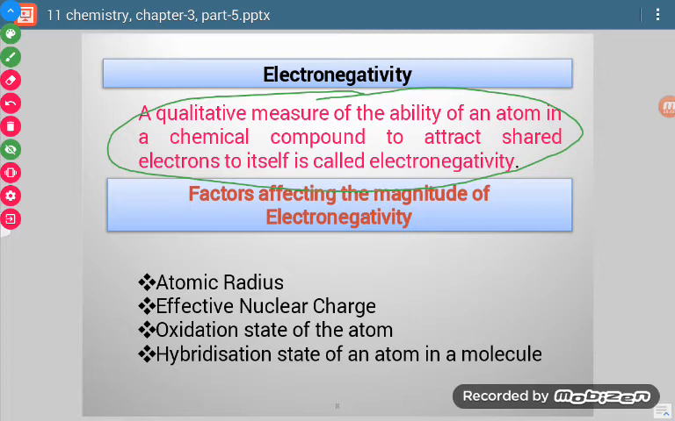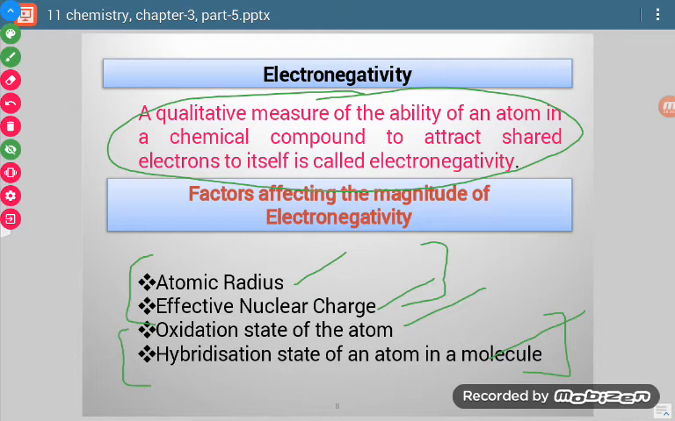Okay, now what are the different factors which affect the magnitude of electronegativity? The different factors which affect the magnitude of electronegativity are atomic radius, effective nuclear charge, oxidation state of the atom, and hybridization state of an atom. Now here two things we have done till now. The other two things we will be doing in next chapters. So with atomic radius and effective nuclear charge, how it varies, this is what we have discussed now also.